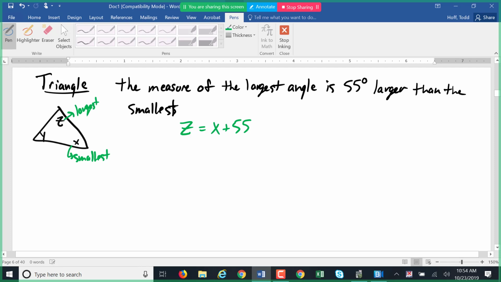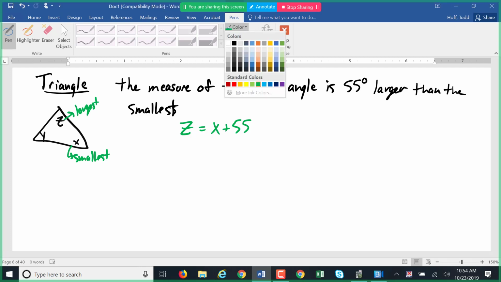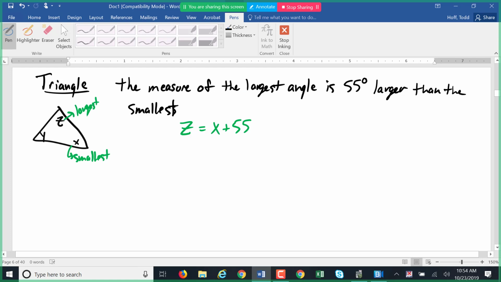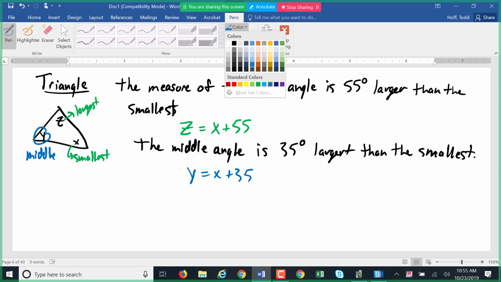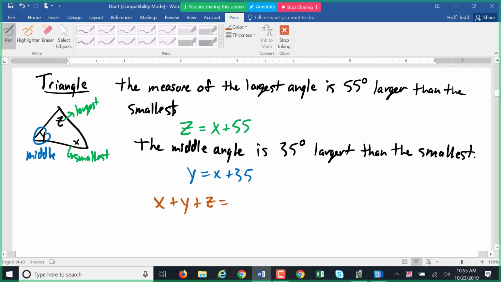Well, it's not enough information quite yet, so let's see what other information we can get here. We might also be told the remaining angle, so the middle angle, is 35 degrees larger than the smallest. So y is the middle angle. So y equals x plus 35. So we know from our basic rules of geometry, x plus y plus z equals 180 degrees.